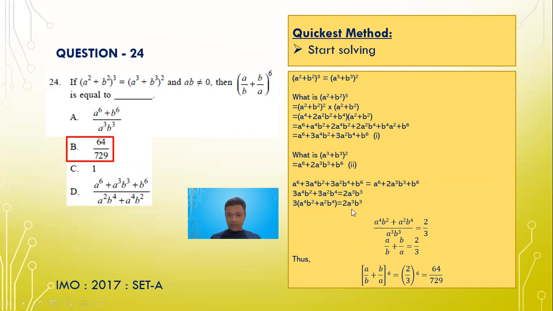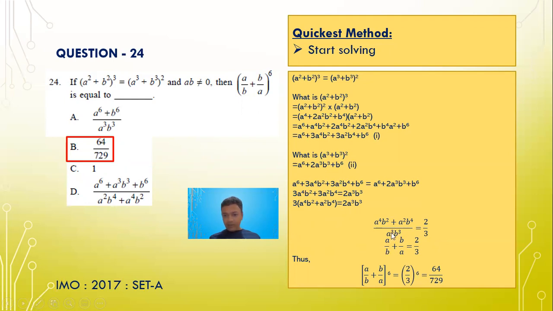When you take 3 there, it will be division. When you take a^3b^3 on this side, it will be division. So (a^4b^2 + a^2b^4) whole upon a^3b^3 is equal to 2 upon 3. a^4b^2 upon a^3b^3 will be a upon b, isn't it? Because a^3, a^3 will cancel, a will remain at the top. b^2 will cancel b^3, but one b will remain at the bottom.